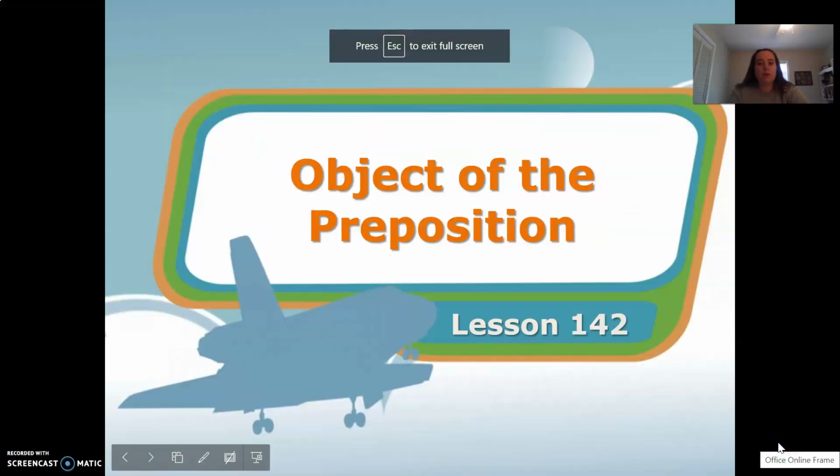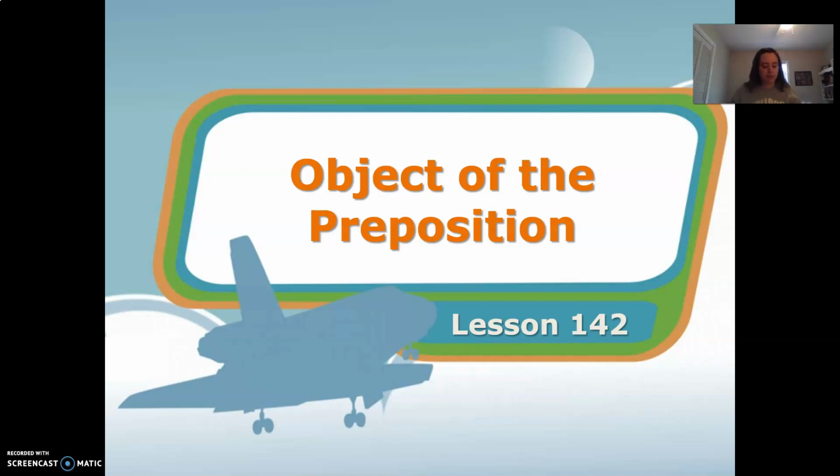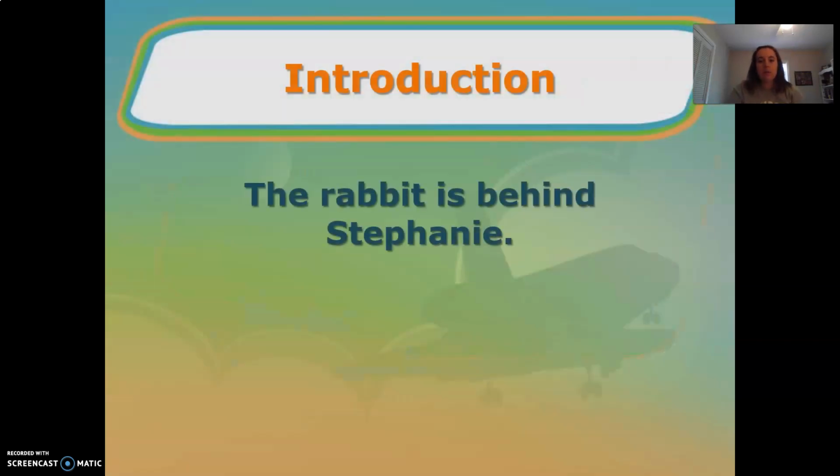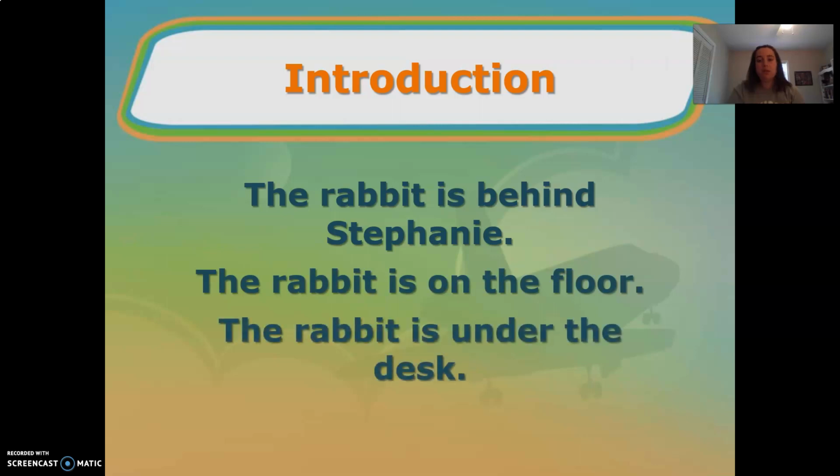Okay, hey everybody. As we work on English today, we are looking at the object of the preposition on page 277. So yesterday you started working with your prepositions and you're working on memorizing that list. And you remember that prepositions show us the relationship between two things. So the rabbit is behind Stephanie. Behind is a preposition showing us the relationship between rabbit and Stephanie.